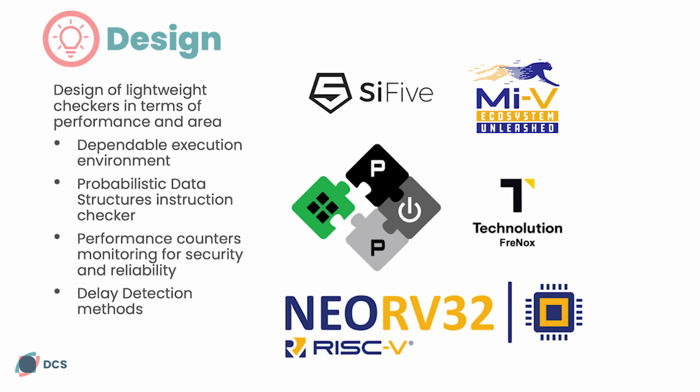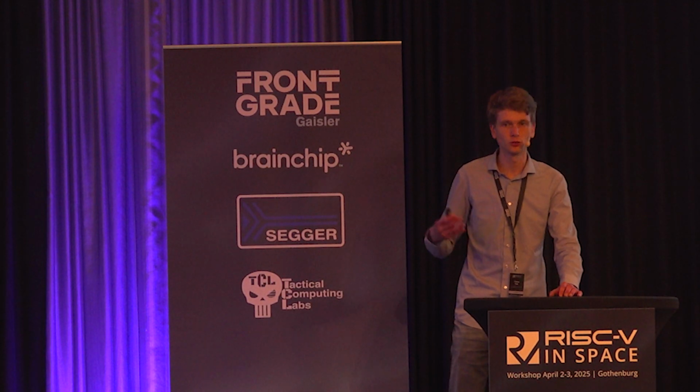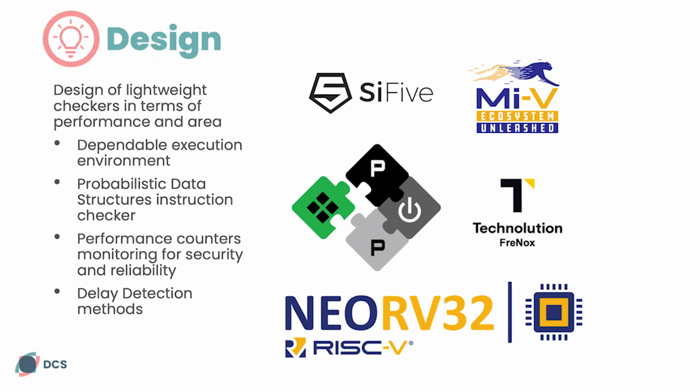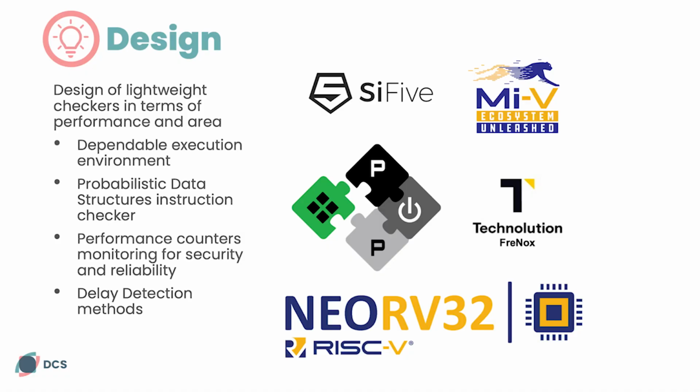We work with multiple different RISC-V cores, some more than others. And what we do as a group is we design hardware and software frameworks tailored towards increasing the reliability or security of systems. So a couple of examples are listed here. A dependable execution environment is a trusted execution environment, but with some reliability features added. Probabilistic data structure instruction checker, which can be a complement or alternative to ECC on your instruction memory. Performance counters for security and reliability.